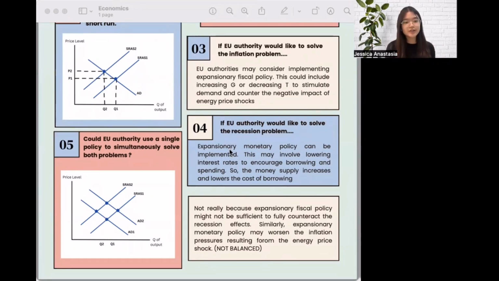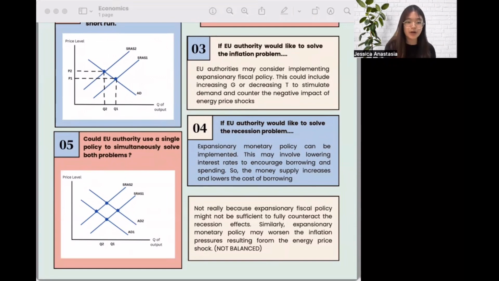And for the last question, could EU authorities use a single policy to simultaneously solve both problems? And the answer is not really, because expansionary fiscal policy might not be sufficient to fully counteract the recession effect. Similarly, expansionary monetary policy may worsen the inflation pressure resulting from the energy price shock, and it will not balance.